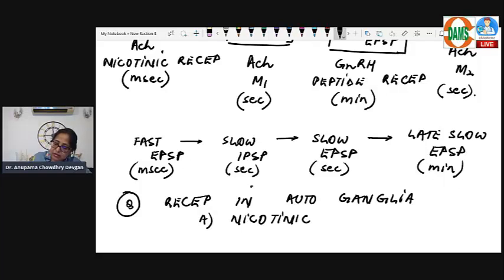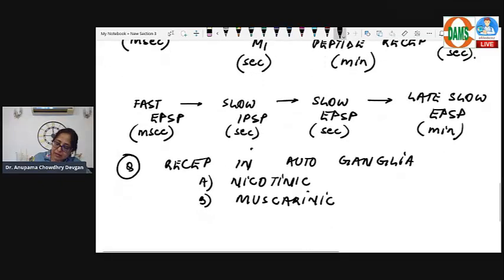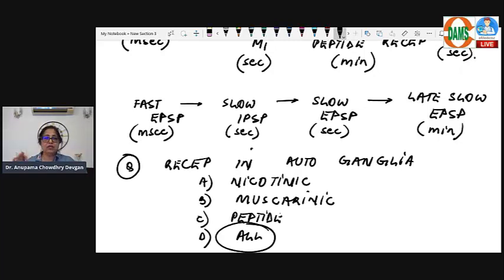Does it have nicotinic receptors? B, do they have muscarinic receptors? C, do they have peptide receptors, or do they have all of the above? The answer is all. You've got all types of receptors: nicotinic, muscarinic, peptide receptors. Right? Now, this also has been asked as a question.